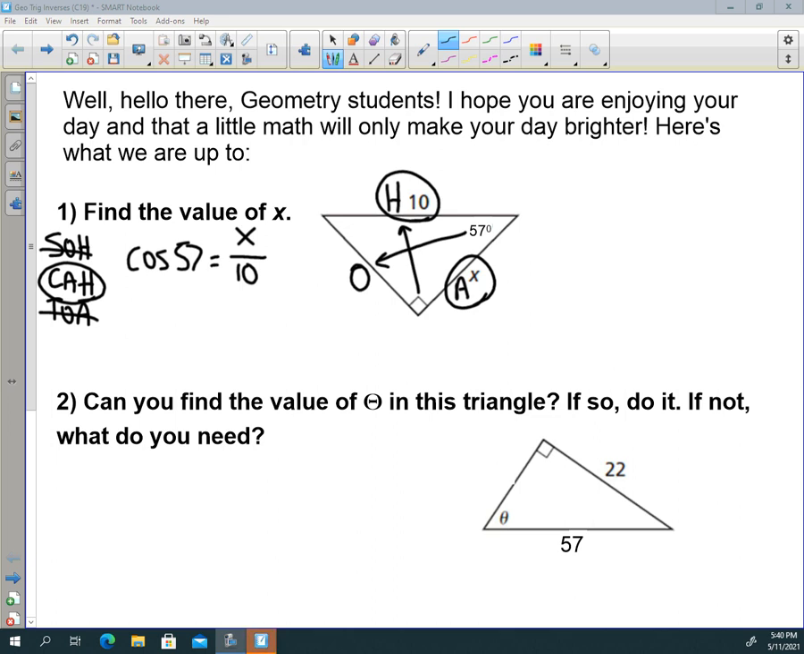So now we can pick up a calculator or look it up in a trig table, and we can make sure our calculator is on degree mode, and then calculate the cosine of 57. For my calculator, I just put in 57 and then press cos, and what I get is 0.544 and lots of other numbers, so let's say 0.54. I round to two decimal places, that's my preference, and then that equals x over 10. To clear that 10 out of the denominator, just multiply both sides by it. And you have this cancellation. Now 10 times 0.55.